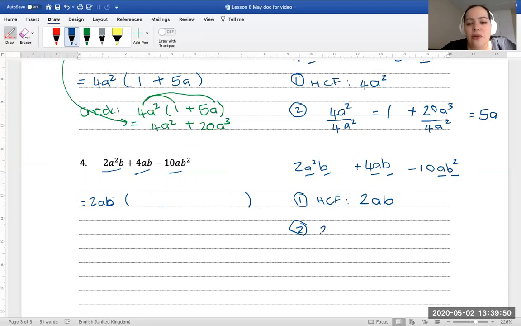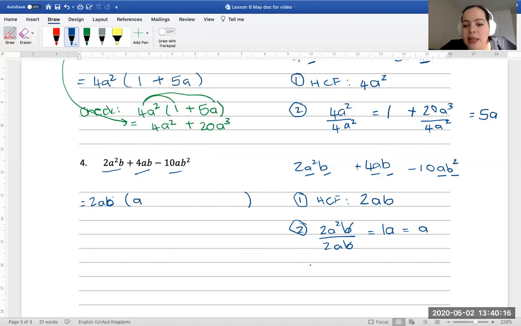So let's start with the first one here. 2a squared b divided by 2ab. All right, 2 divided by 2 gives us 1. A squared divided by a gives us just 1a left on top. And b divided by b just gives us 1, or we can say that they cancel out. So here, our first term is just going to be a.